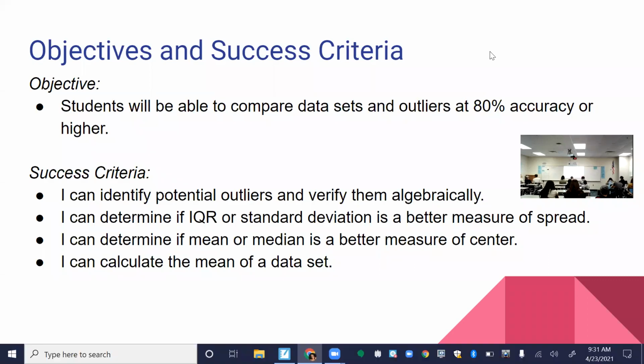So today's lesson is about comparing data sets and outliers. And in order to do that, you're going to visually see if something's an outlier and then verify them algebraically. And then on your practice, it revisits which one's a better measure of spread and center, so that little chart we filled in at the end yesterday. And then calculating the mean, which we also did yesterday.